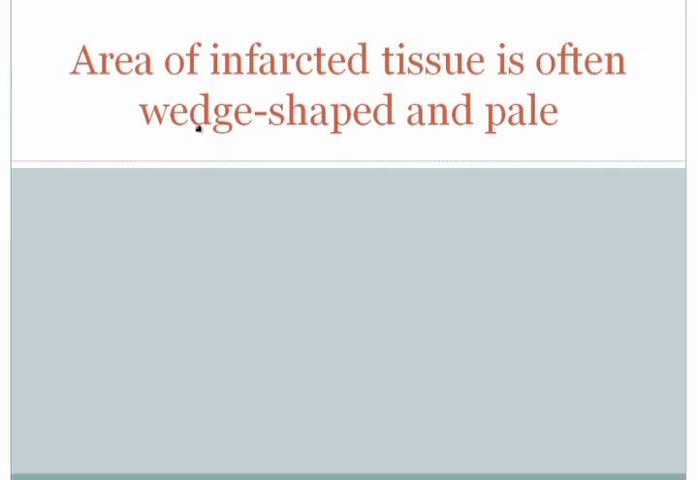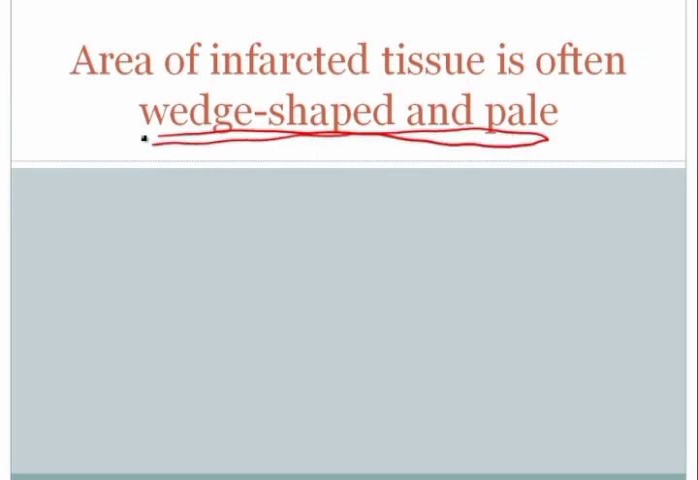A couple important derivative points regarding coagulative necrosis. Usually the area of infarcted tissue is wedge-shaped and pale. Maybe this is not so hard to remember. Basically, this is based on an anatomic principle, and that is that generally speaking, when vessels enter into an organ and feed an organ, they dichotomously branch as they go through the organ.